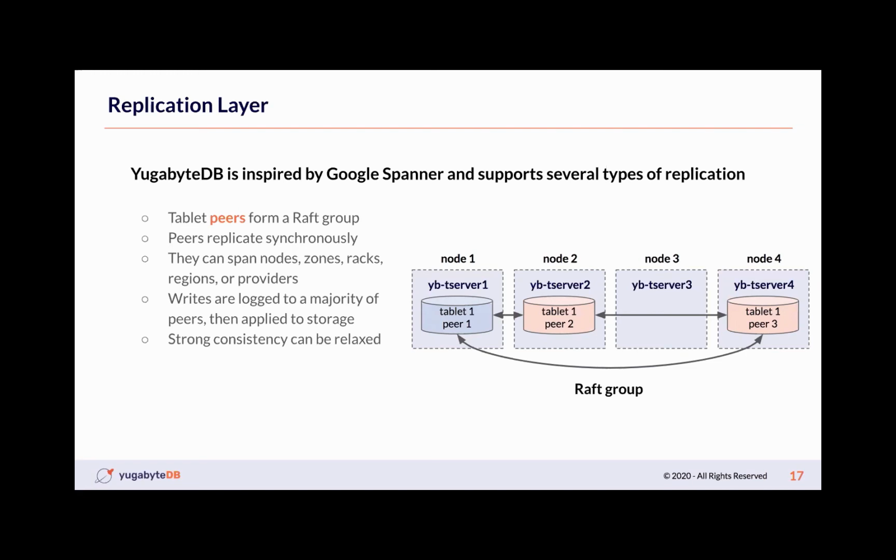The consistency of reads can definitely be relaxed by reading from some of the followers. The consistency on writes for the primary cluster is always strongly consistent. However, you can have read replicas and asynchronous replicas, which will asynchronously replicate data, which relax the consistency and give you better performance.